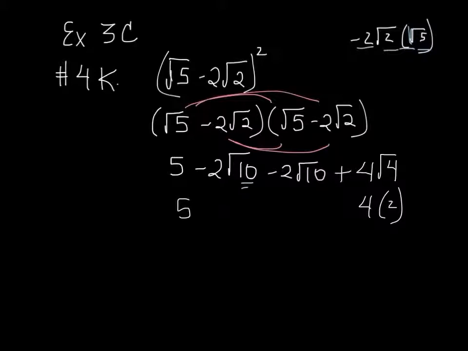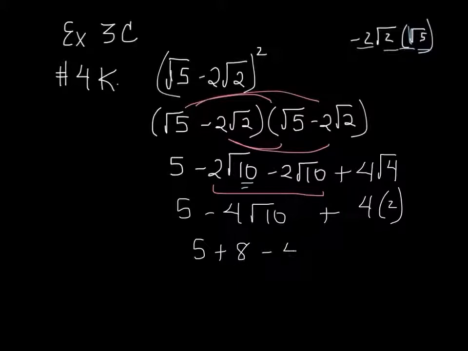So I have 5 in front, and I'm going to combine my like terms here. These are like terms because they both have a radical 10 with a coefficient in front, so I'm simply going to add the coefficients in front, and I get negative 4, keep the radical 10, and plus 4 times 2. So I have 5 plus 8, I'm going to bring this in front because they're like terms, minus 4 radical 10, and 13 minus 4 radical 10 is my answer.